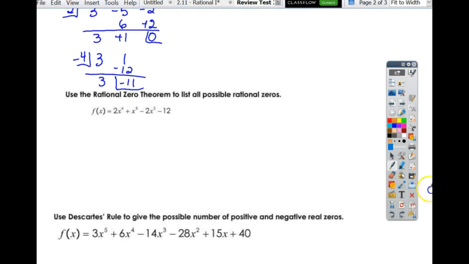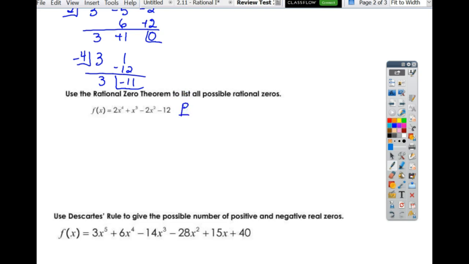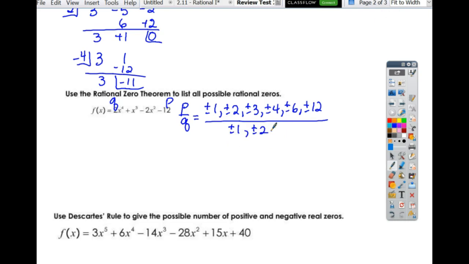Next, we're going to list all the possible rational zeros. So that's where we do P over Q. And this is P, and this is Q. So I want plus or minus all of the factors of 12. Plus or minus 1, 2, 3, 4, 6, and 12. And then my Q is 2, so I get plus or minus 1 and plus or minus 2. So all of my possibles are all of these, because they're all divided by 1.